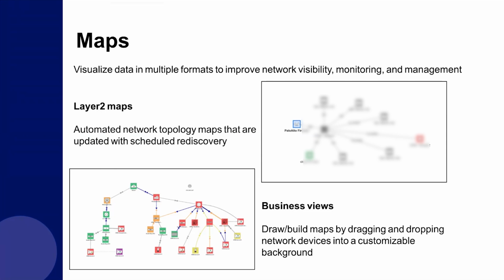We already explained layer 2 maps, which is basically an automated network topology map that is updated using scheduled rediscovery. So it's basically a representation of your network topology. Then you have something called a business view, which is a map that you can build yourself by dragging and dropping network devices into a customizable background. So this is completely customizable by you. While the layer 2 map is a representation of the topology of the network, you can just add the critical devices to a business view yourself, and you can customize things like the icon of the device, the background of the map, and so on.